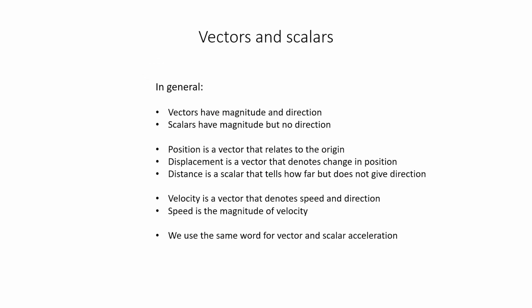In general, vectors have magnitude and direction, but scalars only have magnitude. Position is a vector that relates to the origin. Displacement is a vector that denotes change in position. Distance is a scalar that tells how far without giving direction. Velocity is a vector that denotes speed and direction. Speed is the magnitude of velocity. We use the same word for vector and scalar acceleration.